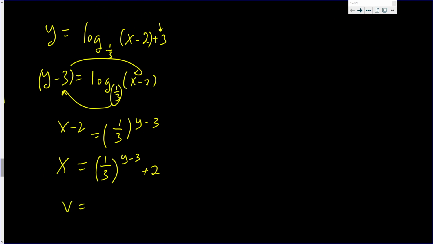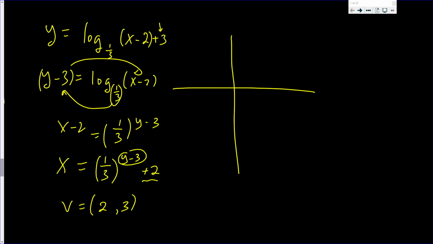What is the vertex? Well, what makes that 0 is y equaling 3. And what that says, 2, that goes in the other slot. So that's the vertex, 2, 3. When x is 2, y is 3. So we're going to make believe. That's what this is all about. Make believe.